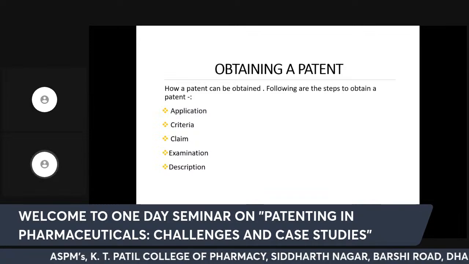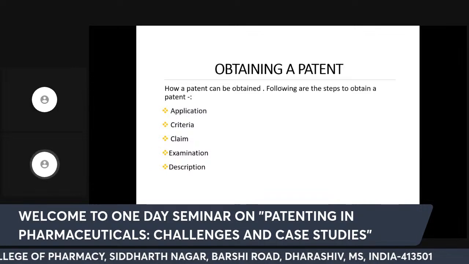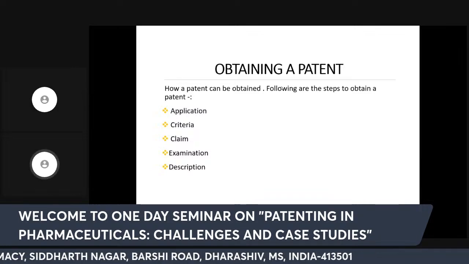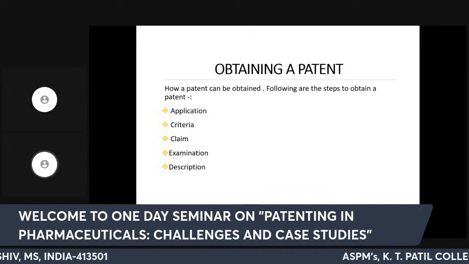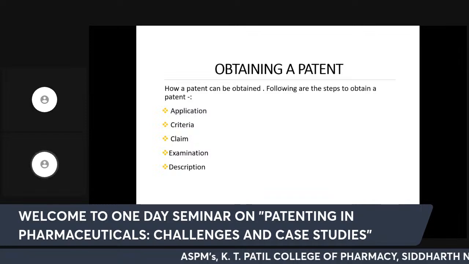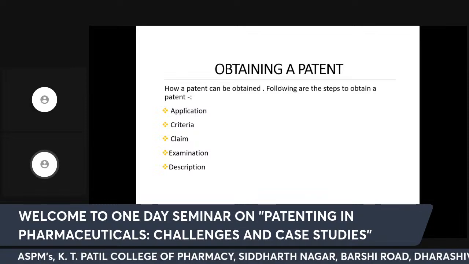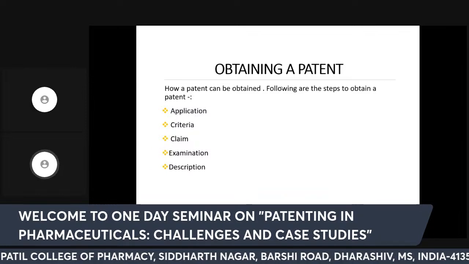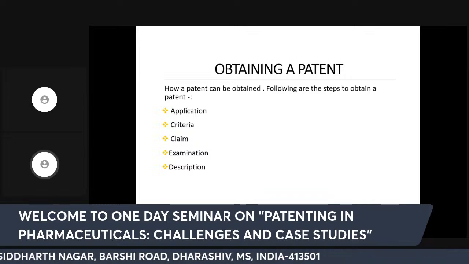Now, in the patent office, there is an examination. A patent office must examine that the invention is disclosed properly and clearly in the application. Everything should be written in the patent draft. The examiner examines the patent draft. And the second one is the description. A patent application must provide an adequate written description to enable a person skilled in the art to practice the invention.